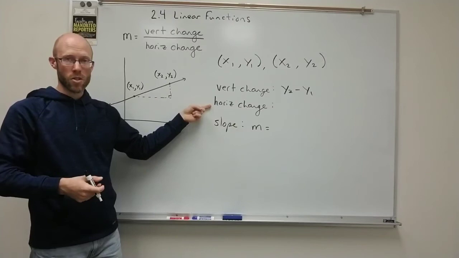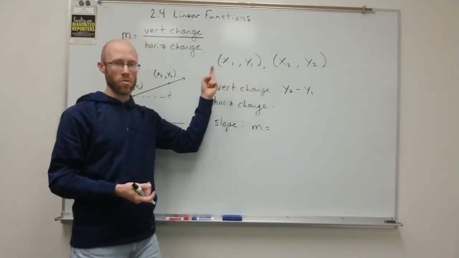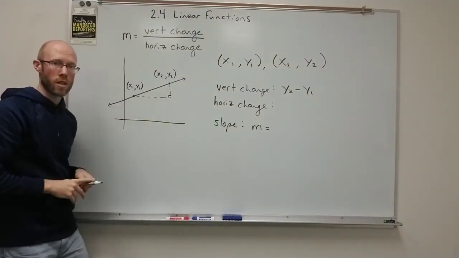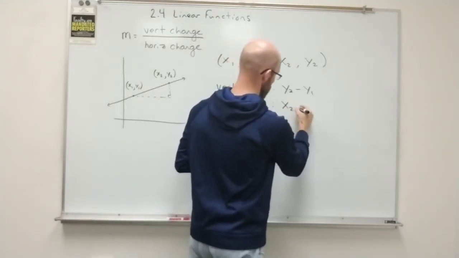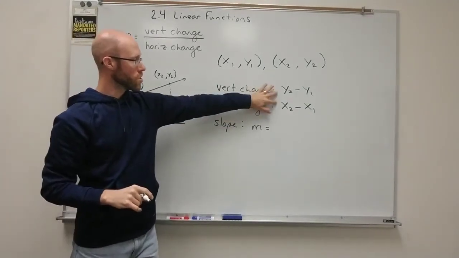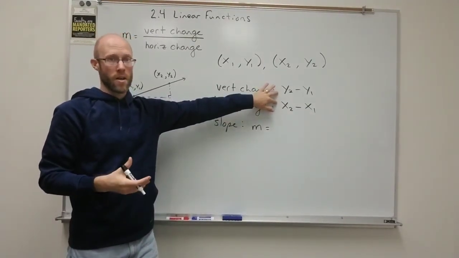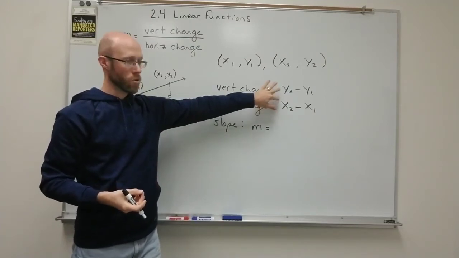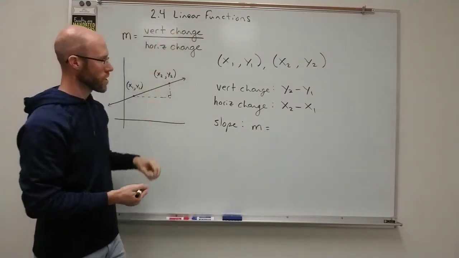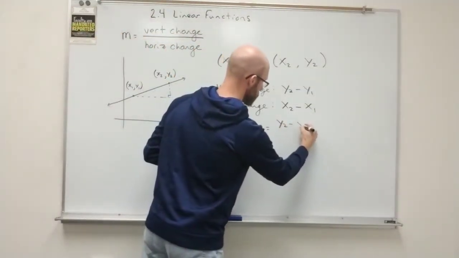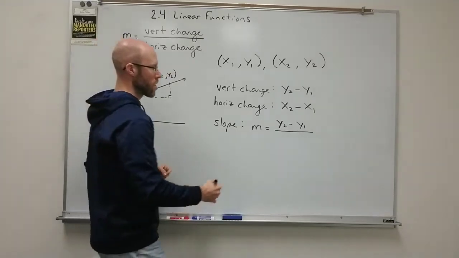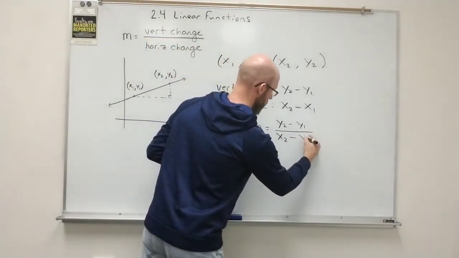The horizontal change is again the same. It's the difference in the x values, right? So you go from x1 over here on the left over to x2 on the right, and you subtract them in the reverse order. So it's x2 minus x1, okay? Now, these two expressions, they're expressions this time, not values, because we can't simplify, are going to be placed in the ratio for slope. And so the expression for vertical change goes on top. It will be y2 minus y1. And on the bottom, we have the expression for the horizontal change, which would be x2 minus x1.